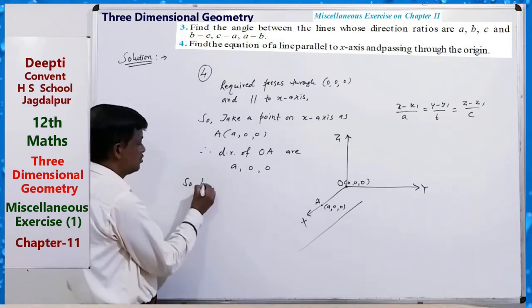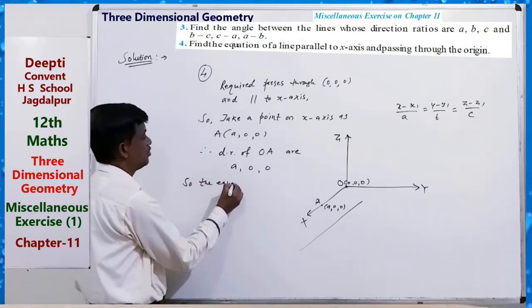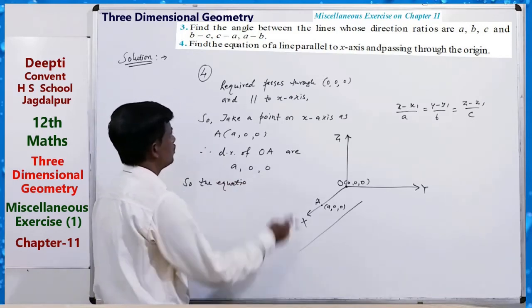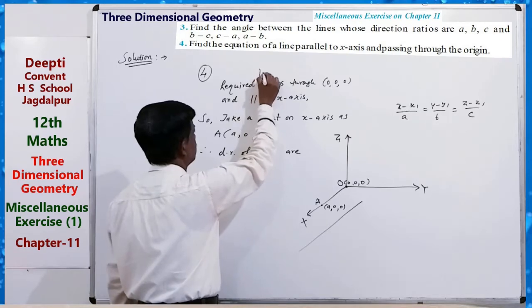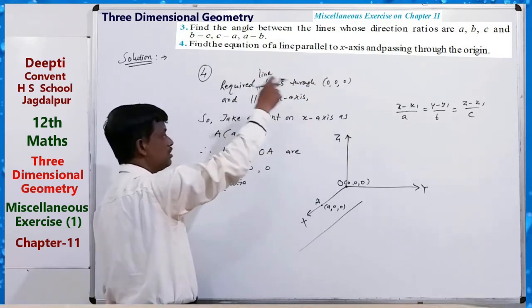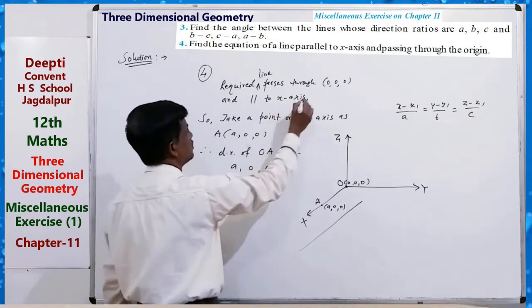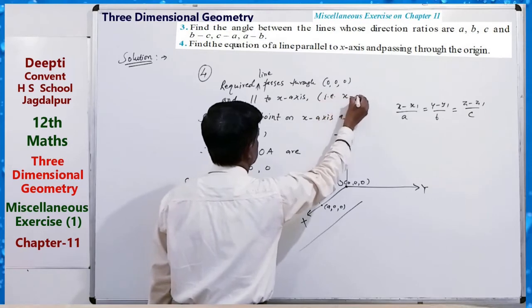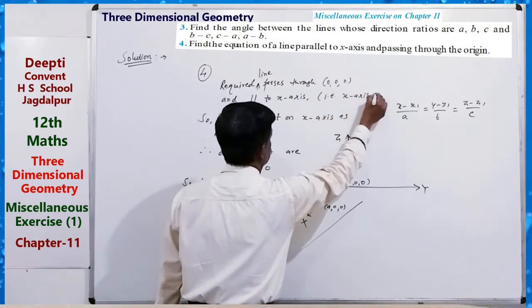So the equation of the required line passes through the origin and is parallel to the x-axis. So that is the x-axis itself.